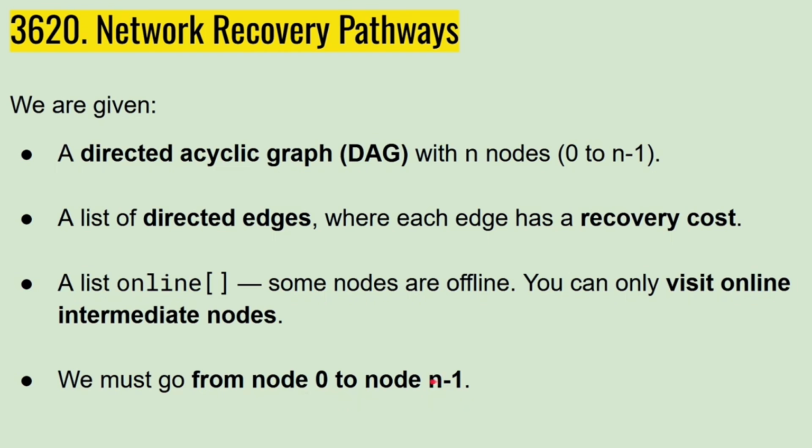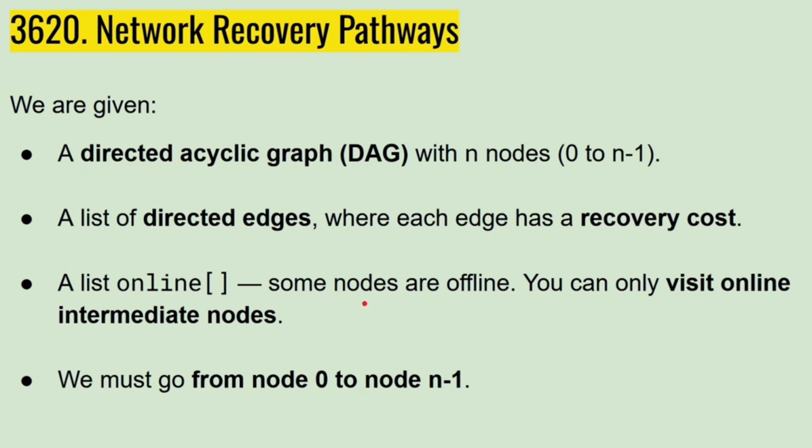That we have seen yesterday in the example. Okay, it means you are given a directed acyclic graph with n nodes, right? And n nodes means 0 to n minus 1 nodes. Each directed edge has a recovery cost, and all those costs are given to you in the edges, right? And you can also say some of the nodes are offline, and we are only allowed to travel through the intermediate nodes which are online, right?